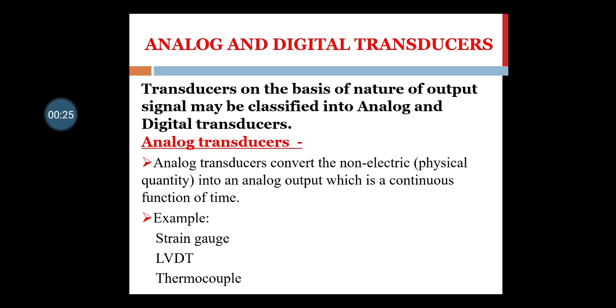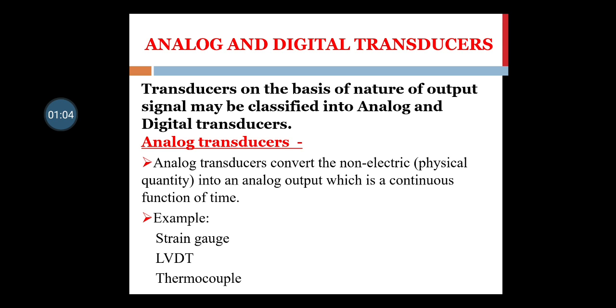Analog transducers convert the non-electrical, that is the physical signal, into an analog output which is a continuous function of time. Now as you know, there are two types of signals, analog signal and digital signal. An analog signal starts from 0, gradually increases to a maximum peak value, then reduces and comes to 0, then goes into the negative half cycle, reaches a maximum negative peak and comes back to 0. So that is the analog signal.